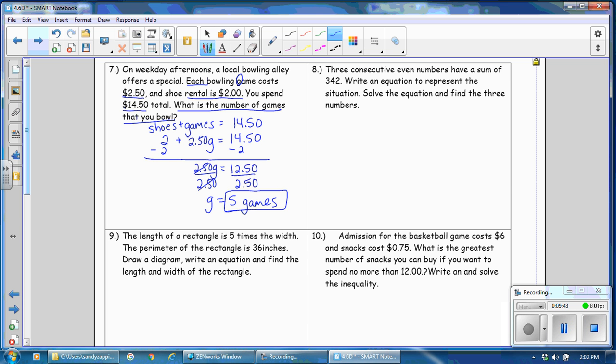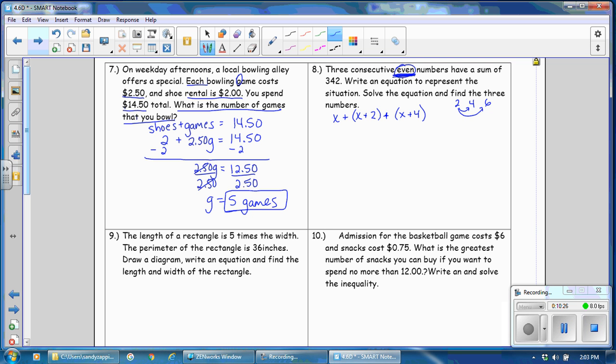Number 8, 3 consecutive even numbers have a sum of 342. Write an equation to represent the situation. Solve the equation and find the 3 numbers. So we have to pay attention to whether they're consecutive numbers or consecutive even or odd. So the first number will be x. Consecutive even numbers, the next one will be 2 more than the first number, and the next one will be 4 more than the first number. Because remember, when you're working with even numbers, they are 2 numbers apart and then 4 numbers apart.